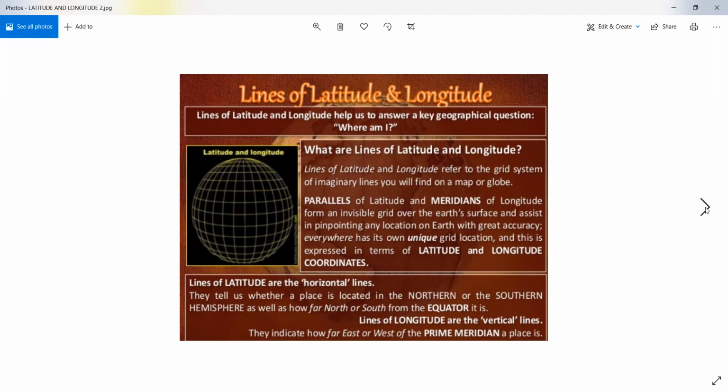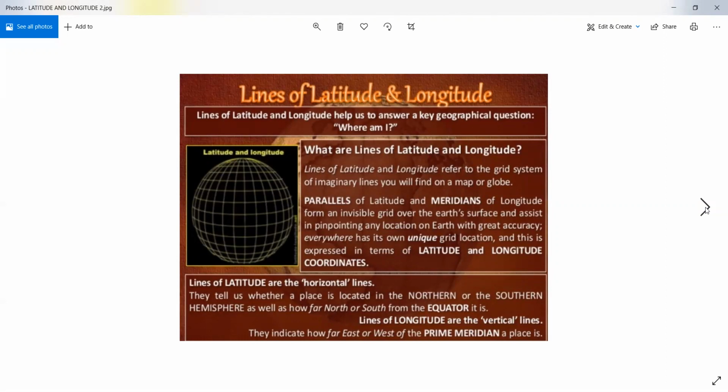What are the lines of latitude and longitude? Lines of latitude and longitude refer to the grid system of imaginary lines you will find on a map or globe. Parallels of latitude and meridians of longitude form an invisible grid over the Earth's surface and assist in pinpointing any location on Earth with great accuracy. Everywhere has its own unique grid location, and this is expressed in terms of latitude and longitude coordinates.